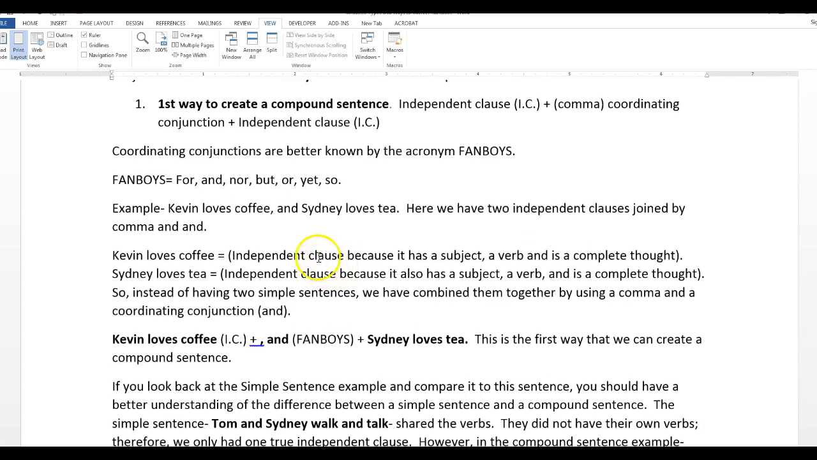Read through those. The example here is Kevin loves coffee, comma, and Sydney loves tea. Here, Kevin loves coffee is the first independent clause because it can stand alone. If I were to put a period here instead of the comma, Kevin loves coffee, it has a subject, it has a verb, and Kevin loves coffee makes sense. So we know that this is an independent clause. If we go over here and just look at Sydney loves tea, let's forget about the beginning of this sentence. Sydney is the subject, loves is the verb. Sydney loves tea. It makes complete sense on its own. Therefore, this is an independent clause. So what we've done here is joined this independent clause and this independent clause together with a comma and, which is the coordinating conjunction. That is the first way to make a compound sentence.